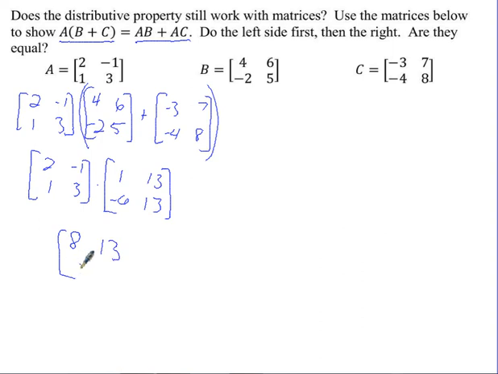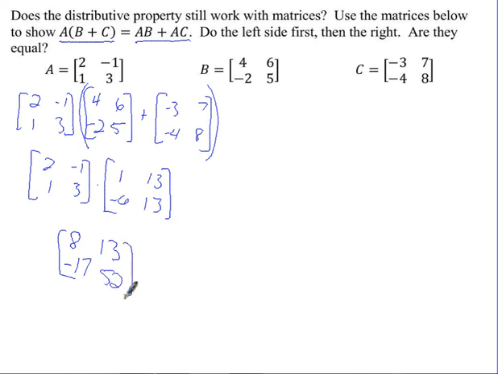For this position, that's second row, first column. 1 times 1 is 1. 3 times -6 is -18. 1 plus -18 is -17. Finally, second row, second column. 1 times 13 is 13. 3 times 13 is 39. 13 plus 39 is 52.